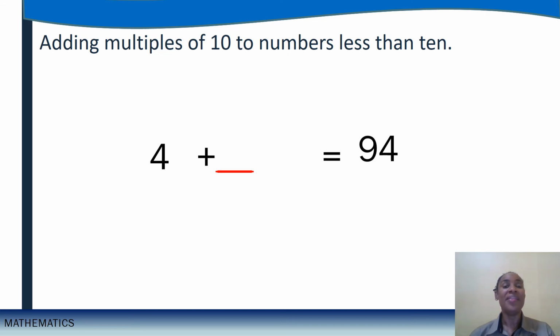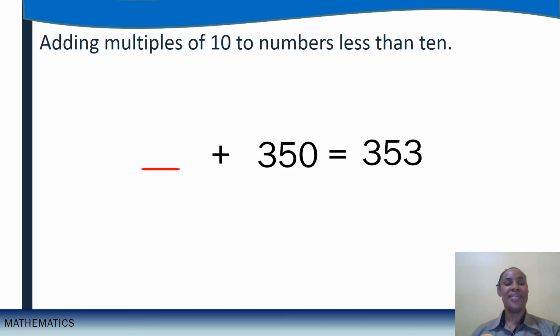If you also said you notice that there is a 9 in the tens place in the answer, and 9 tens has a value of 90, and that gives you the clue as to what the missing number should be, boys and girls, that is excellent. So there we have it. 90 added to 4 gives us 94. Excellent.